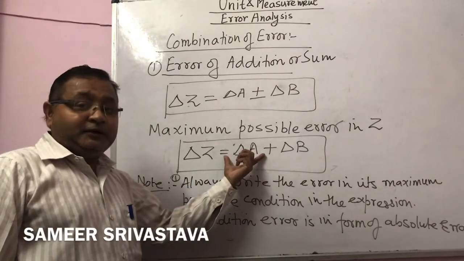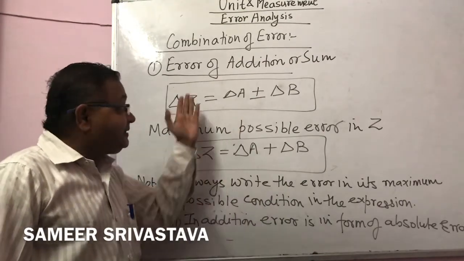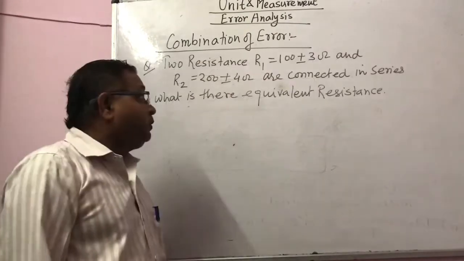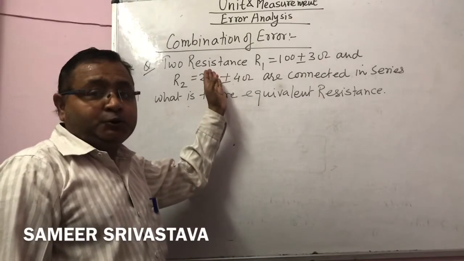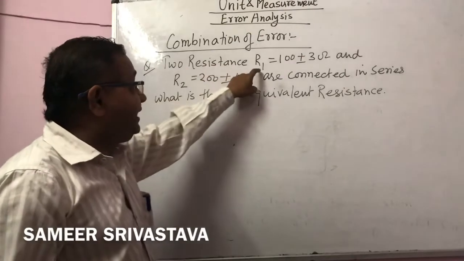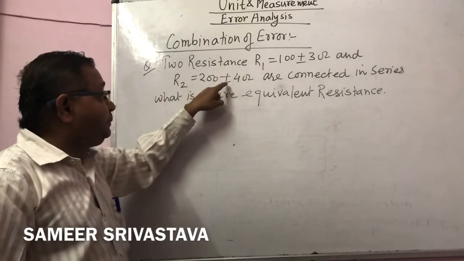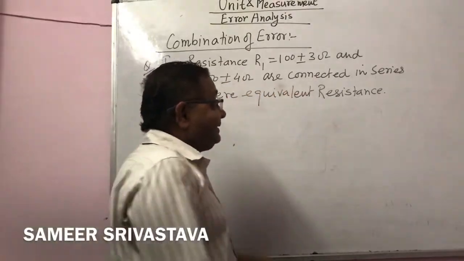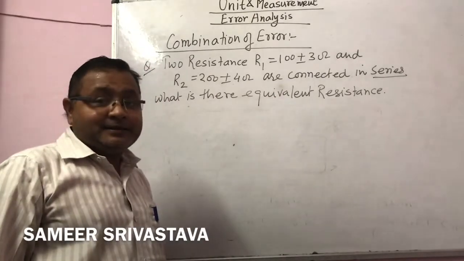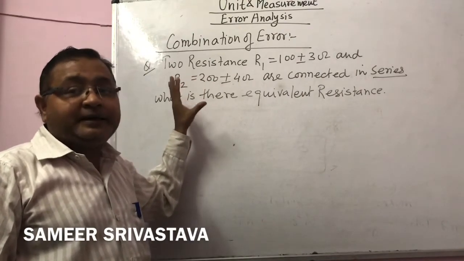Now I am going to take one problem to show how you write this condition. Here I am taking an example. Two resistances, R1 of 100 plus minus 3 ohm and R2 of 200 plus minus 4 ohm, are connected in series. What is their equivalent resistance? I know you all know how to find the equivalent resistance. You learned it in class 10, the chapter on electricity.